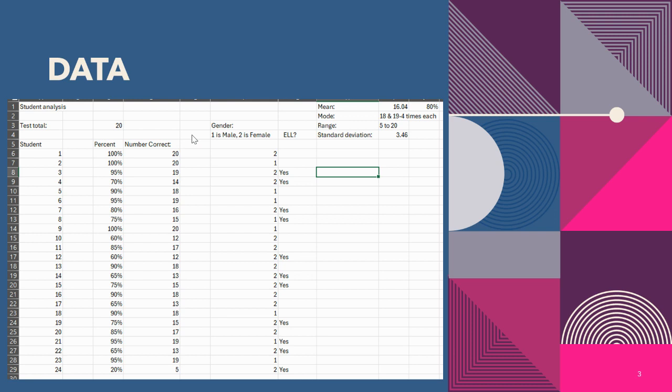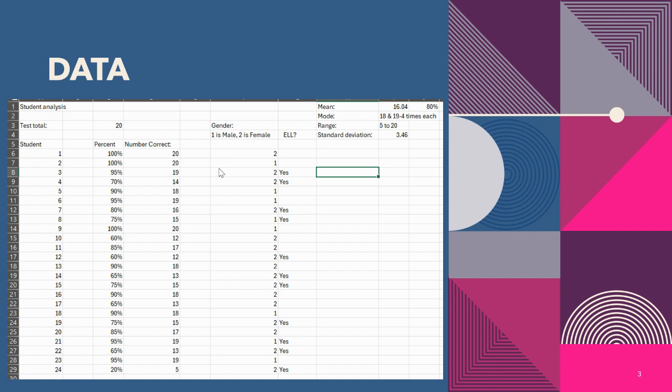Here is the data presented in its raw form. So again, total questions is 20. You got the percent that the student earned. You have the number correct, whether they are a male or a female English language learner. The mean is 16.04, which works out to about 80%. The mode is 18 as well as 19. Each of them were 4 times each.